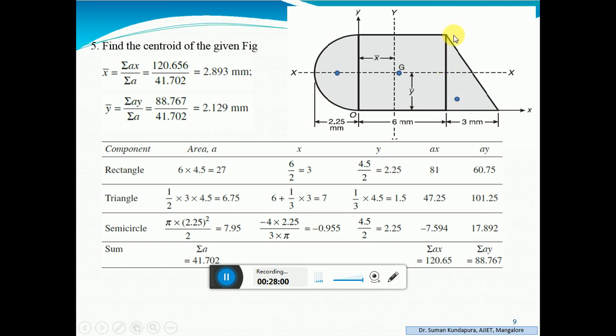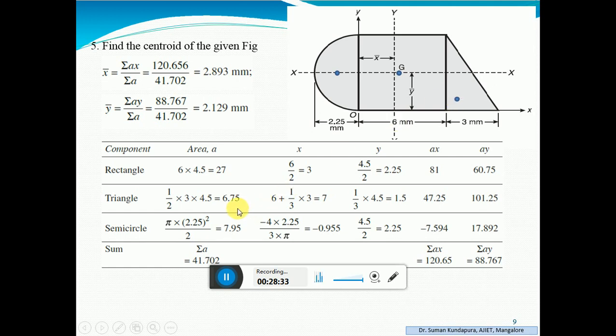Now move on to the triangle. This is our triangle. Half into base into height: half into 3 into 4.5. You get 6.75 as the area of the triangle. Next, find out the x distance of the CG. The CG of the triangle lies at a distance of 2/3 of the base from this point and 1/3 of the base from this point. Okay. So here is the CG line.